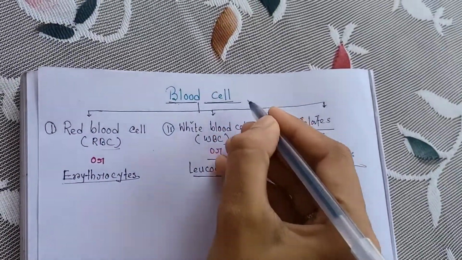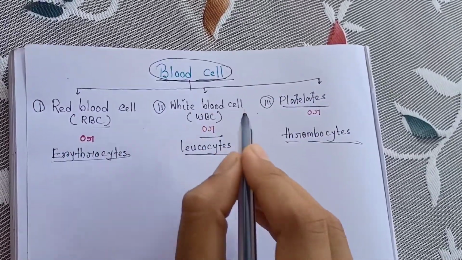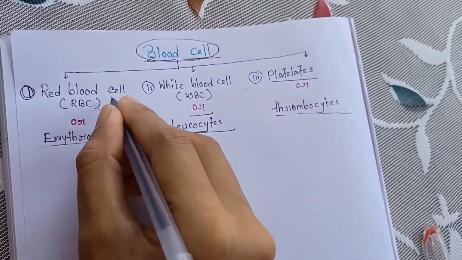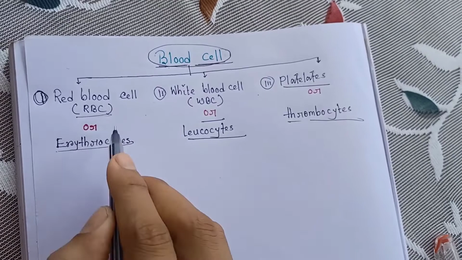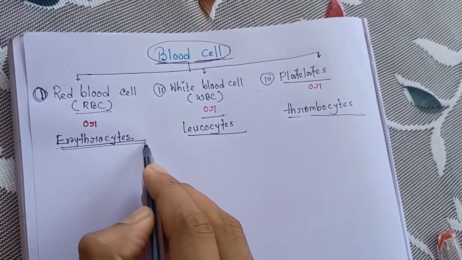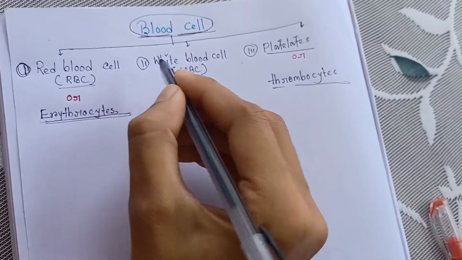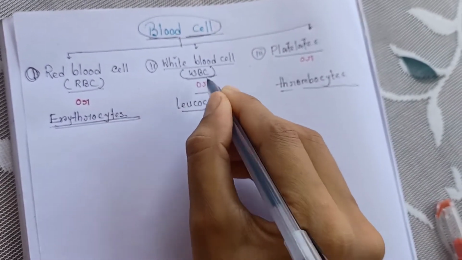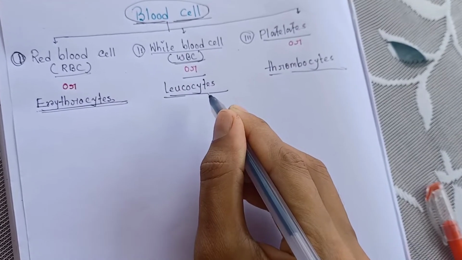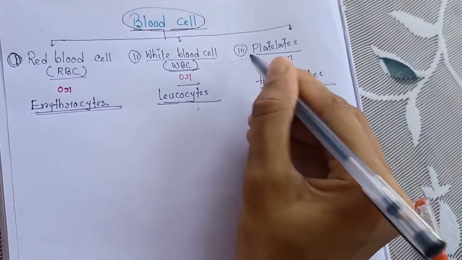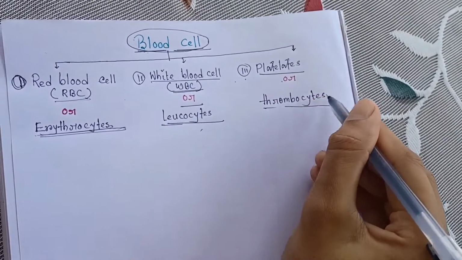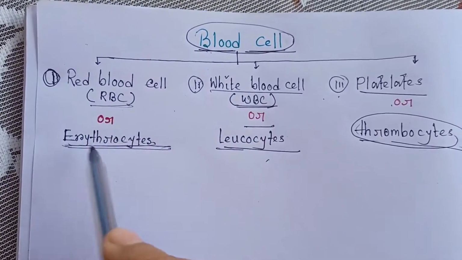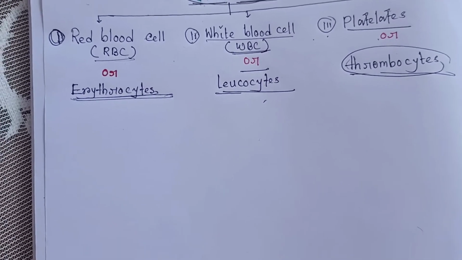What are the types of blood cells? Here three types of blood cells are present. Number 1 is red blood cell or RBC, another name is erythrocytes. Number 2 is white blood cell or WBC, another name leukocytes. Number 3 is platelets, another name thrombocytes. They play an important role in our body.